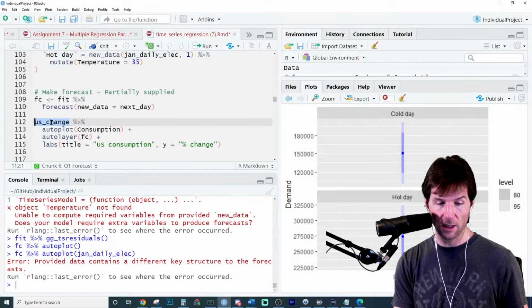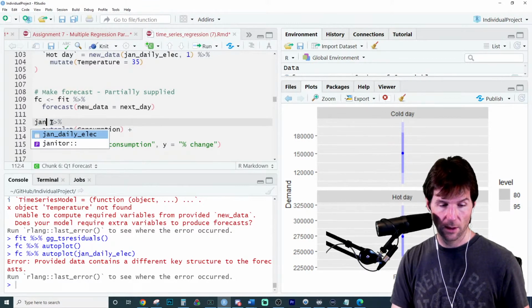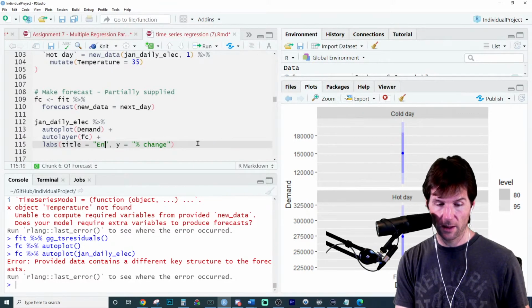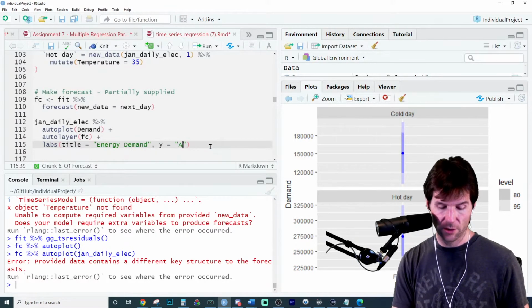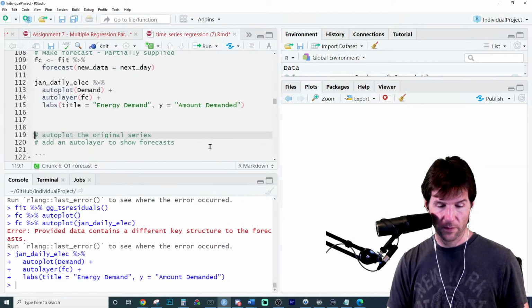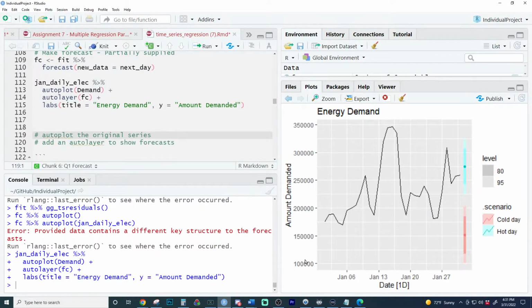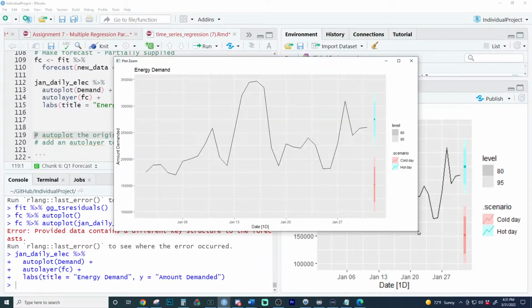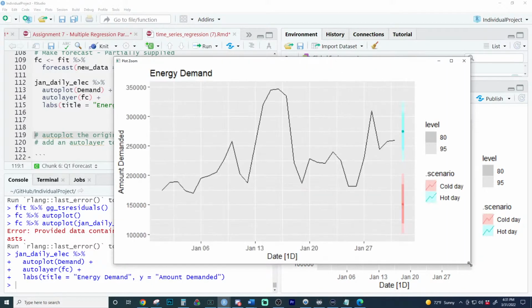So we need this to be the January VIC. And then we need to go to the variable we used, which is demand. And there's the forecast. The title is going to be energy demand, and then the Y will be amount demanded. Should like it, and there we go. I think we did a different way during the last office hours, but this is the auto plot of it right here. And one issue I do have is it doesn't let you ggplot this.